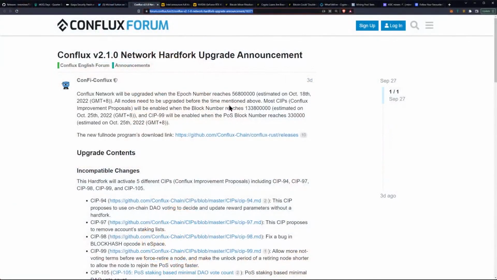We have some news from Conflux. They have a hard fork upgrade coming, version 2.1 network hard fork upgrade announcement. Conflux network will be upgraded when Epoch reaches this number, 56,800,000, which is estimated to happen on October 18th, 2022 at +8 GMT. All nodes need to be upgraded before the time mentioned above.